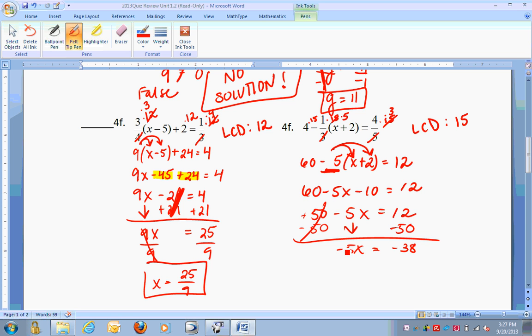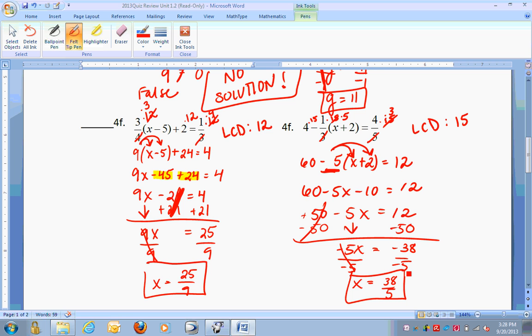And then the last thing I have to get rid of is this negative 5. And we're multiplying negative 5 times x, so the opposite of multiplying is dividing. So I divide both sides by negative 5, and I end up with x equals negative 38 divided by negative 5, which turns into positive 38 divided by 5. And that can't be reduced, so that is an acceptable answer.